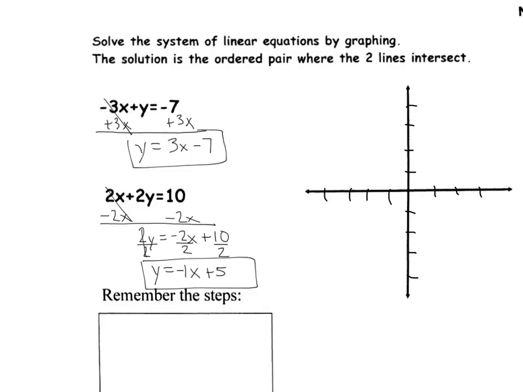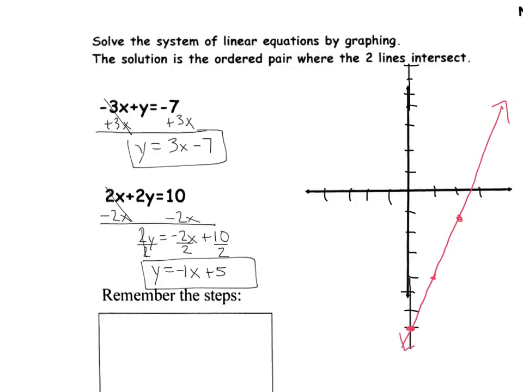Okay, so the first line, I need to make more of these. 4, 5, 6, 7. And then down here, 5, 6, 7. So the first line right here starts at negative 7, and then the slope is 3, so it's going to go up 1, 2, 3 over 1, up 1, 2, 3 over 1. So it looks something like that.